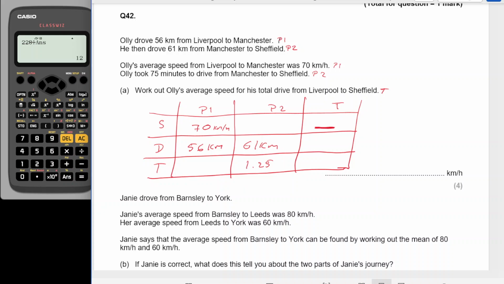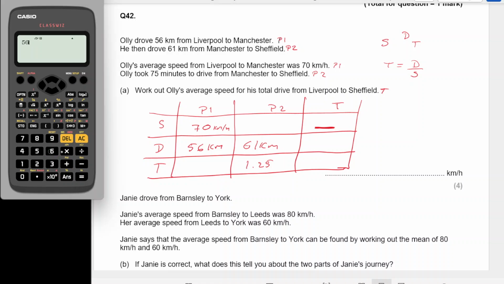Right, to do that, I want the time that this journey takes. So if I do speed is equal to distance divided by time, we often use just a formula triangle for this. So if I rearrange that to find time, time is going to be equal to distance divided by speed. So the distance divided by the speed, so 56 divided by 70 is going to give me 0.8 of an hour.